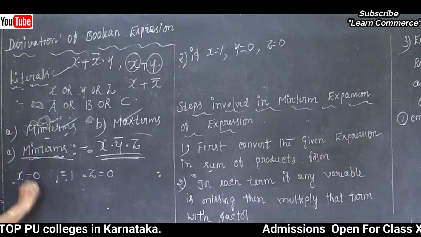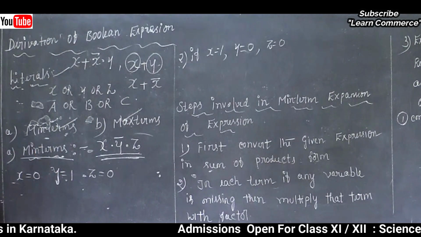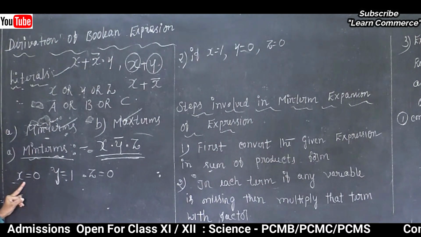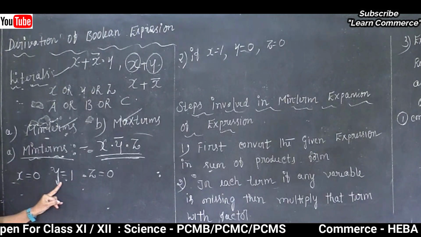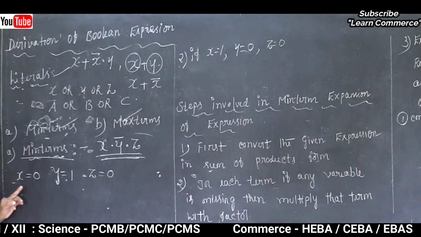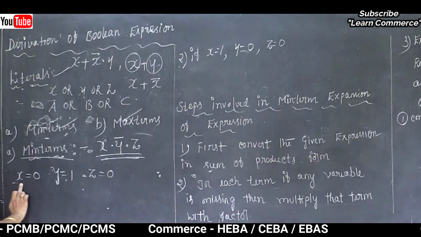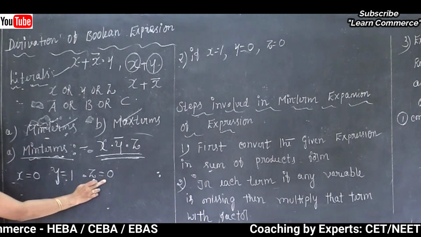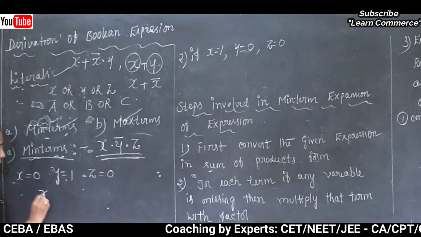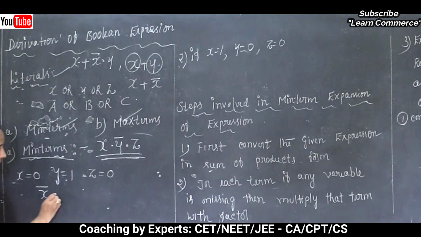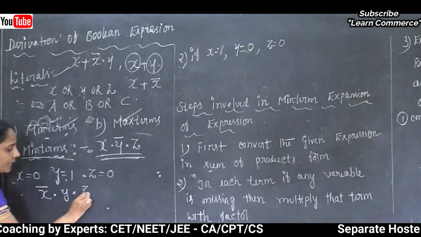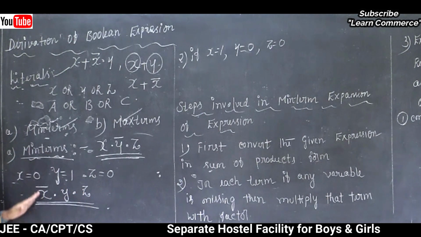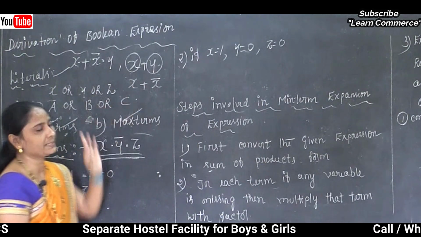Now let's take one example of a minterm. x is equal to 0, y is equal to 1, z is equal to 0. The question is x equals 0, y equals 1, z equals 0. Then the minterm will be complement of x and y and complement of z. So this is the answer for the minterm. But now let's take our second example.